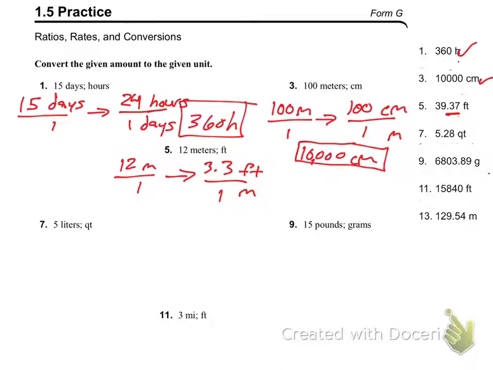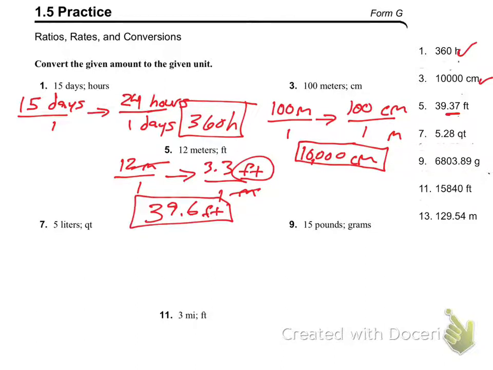So remember, when you have meters here, this is going to cancel out, and this is going to cancel out, and you're going to be left with just feet. I rounded up to 3.3, when in reality I should have used 3.28, etc. But it's still close enough, so 39.6 feet total.